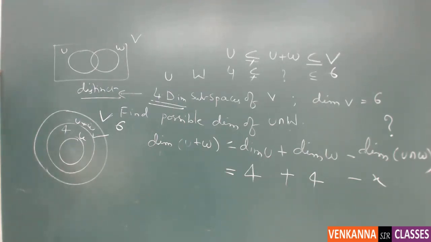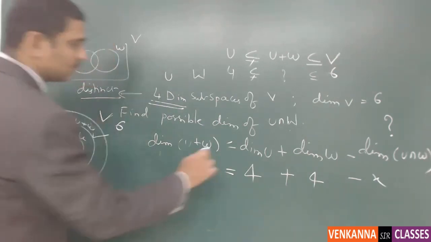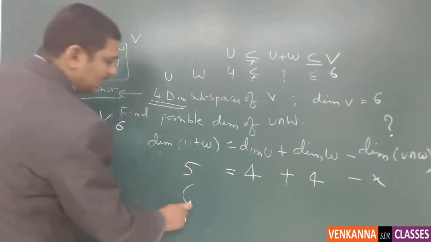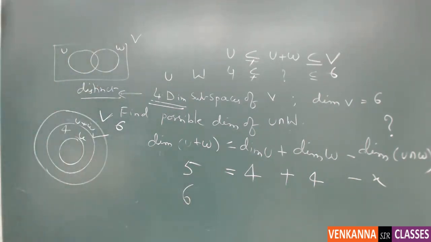So if you have taken 5 here, the dimension of U intersection W is somewhat different. If you take 6 here, the dimension of U intersection W is somewhat different. So considering those possible cases, the dimension of U intersection W is nothing but either 2 or 3. That was the solution. If you take 6, the value is 2. If you take 5, the value is 3. That was the answer.